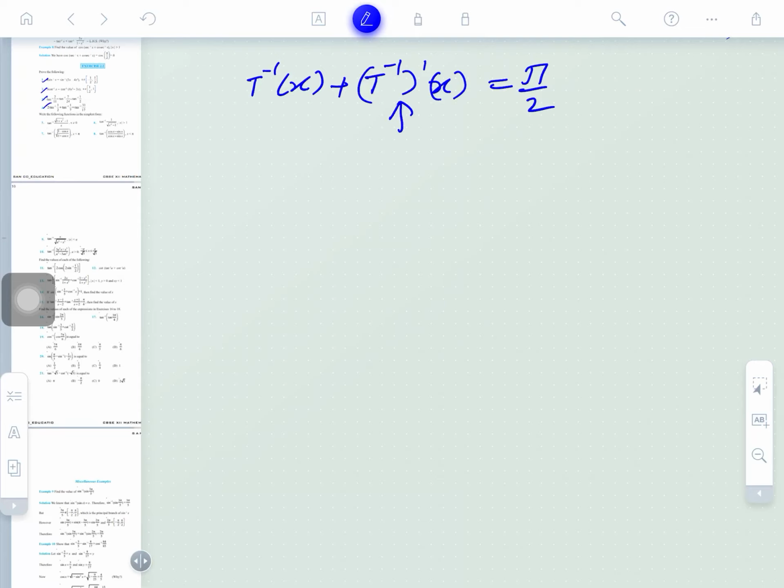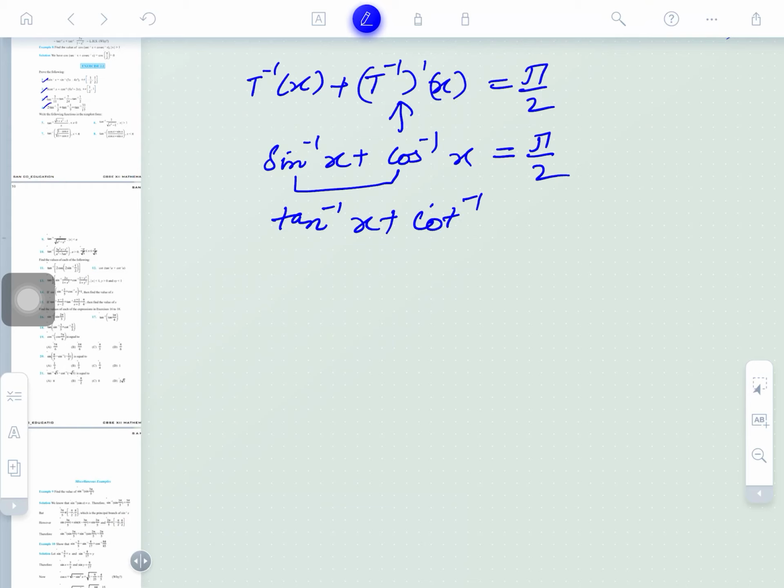What does this dash mean here? Just like sine inverse x plus cos inverse x, sine and cos are the complement of each other. In further study, dash will represent the first derivative, but here it means complementary, so it is pi by 2. And what is the tan complement? Tan inverse x plus cot inverse x is equal to pi by 2, and sec inverse x plus cosec inverse x is equal to pi by 2. These are the 3 identities.